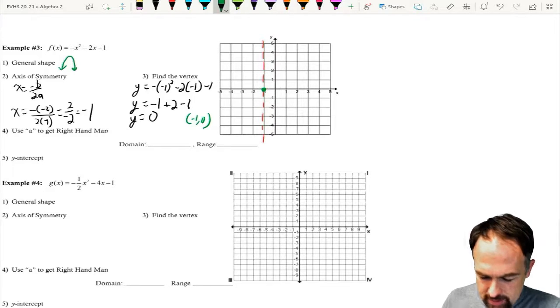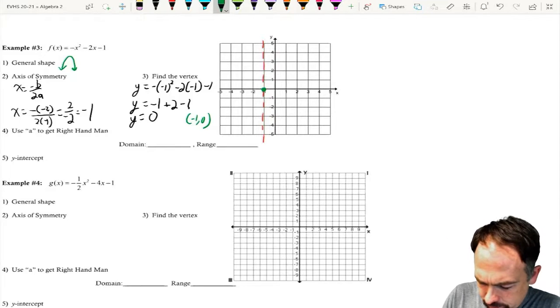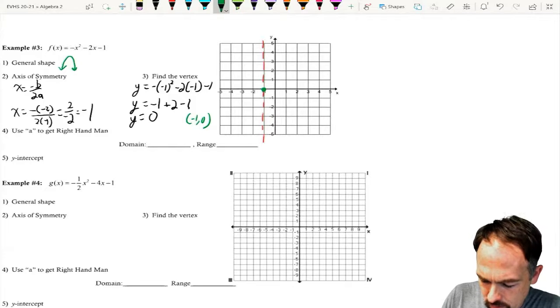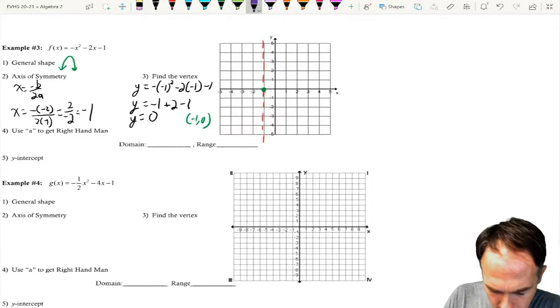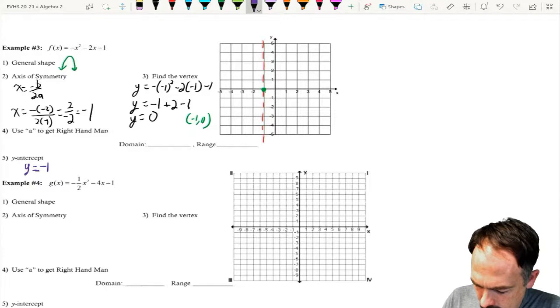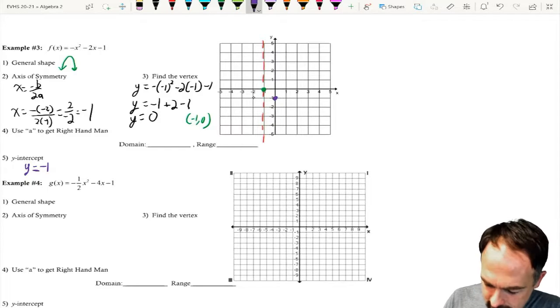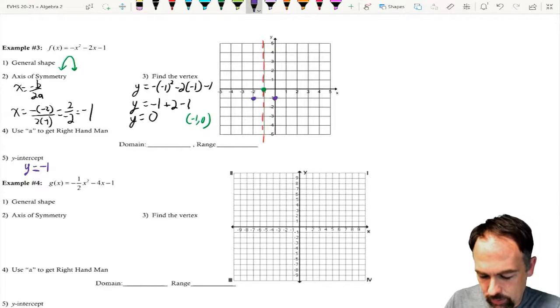Okay, now I told you guys that you could use the y-intercept in order to get a point to graph. So the y-intercept is going to happen at y equals -1, so y equals c. So right here at 0, -1, that is one of my points. And then I can reflect that across the axis to get this one. So that can help you to get at least one point to graph.